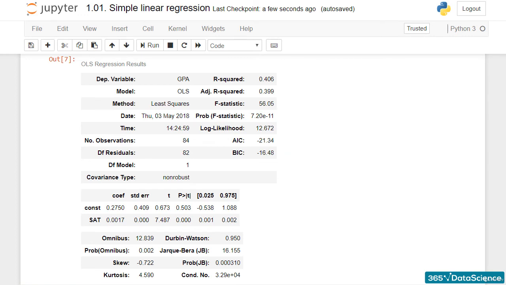Okay, that was the test for overall significance of the model. Don't forget to look for the 3 zeros after the dot.